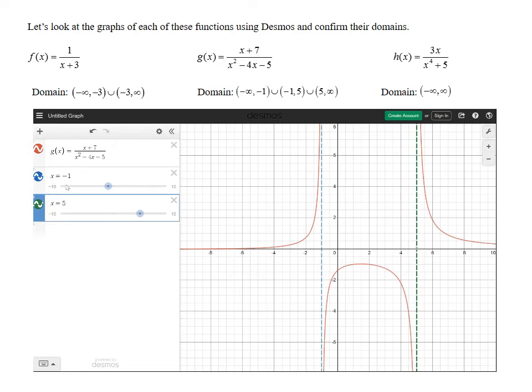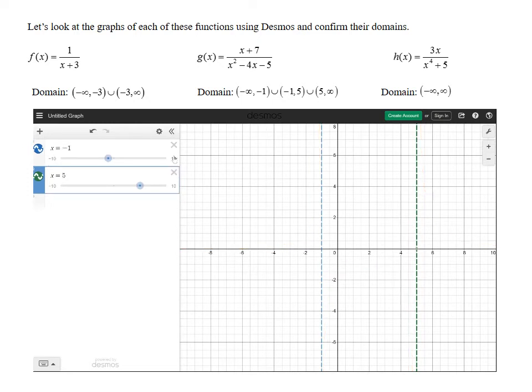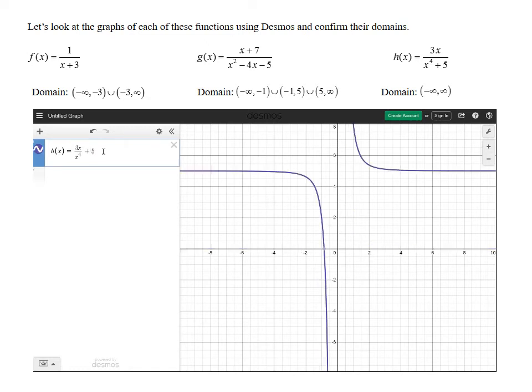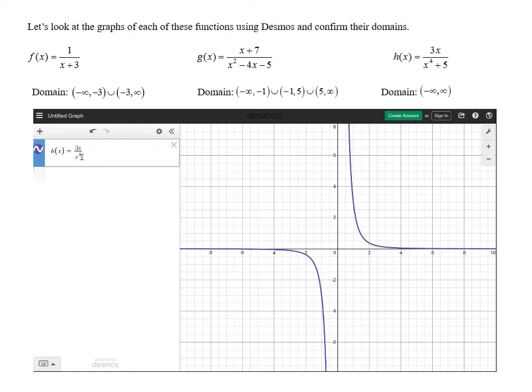The third example, remember we thought it had a domain of all real numbers. Let's go ahead and graph that and see if we were correct. So h of x is equal to 3x divided by x to the 4th plus 5. Oops, my plus 5 ended up not in the denominator, so let me change that. Plus 5, there we go.